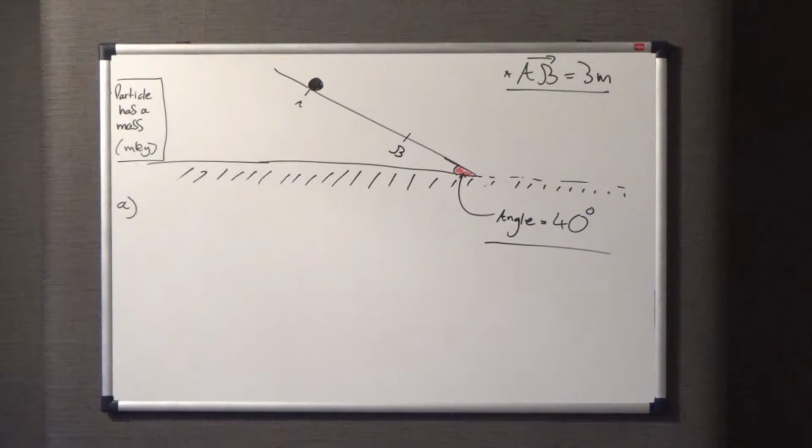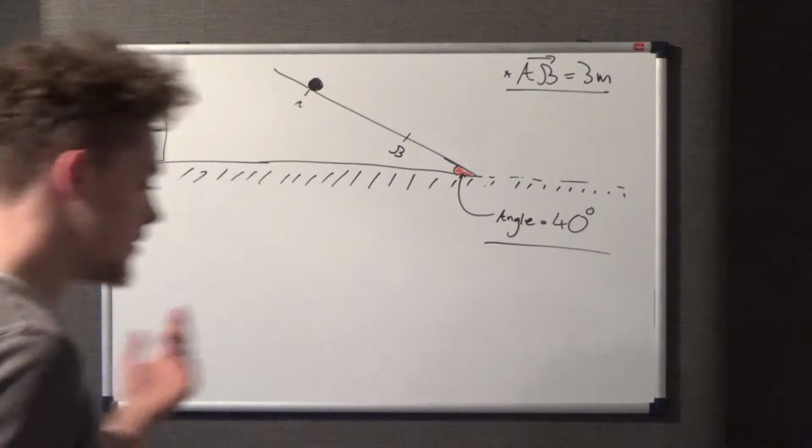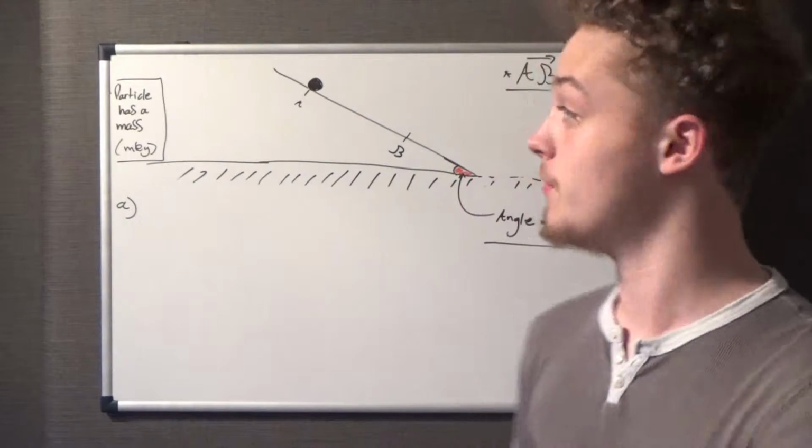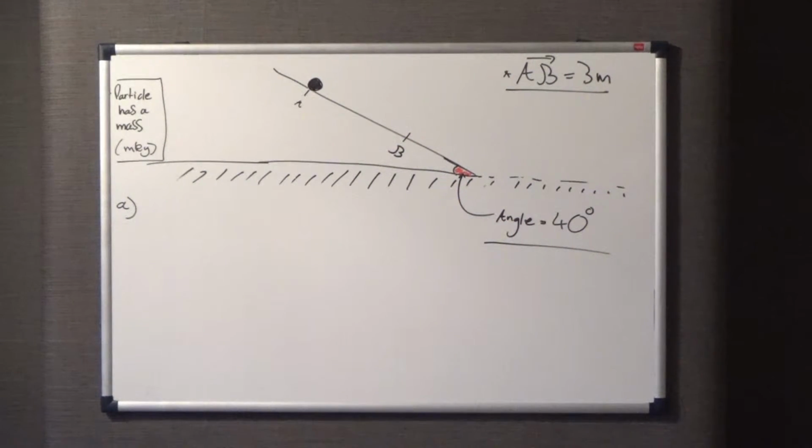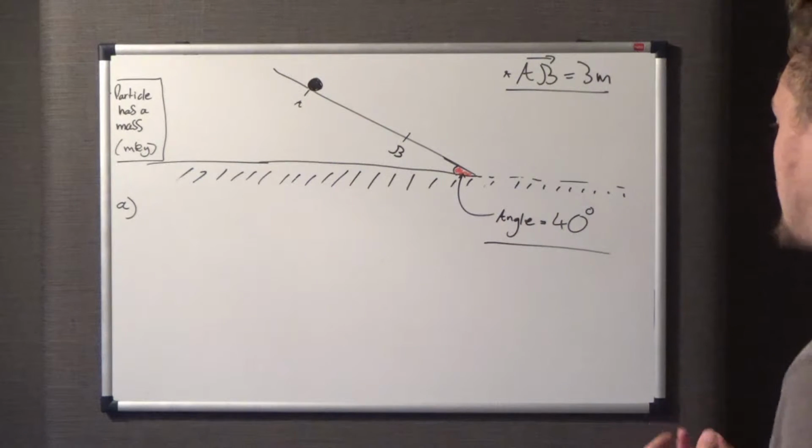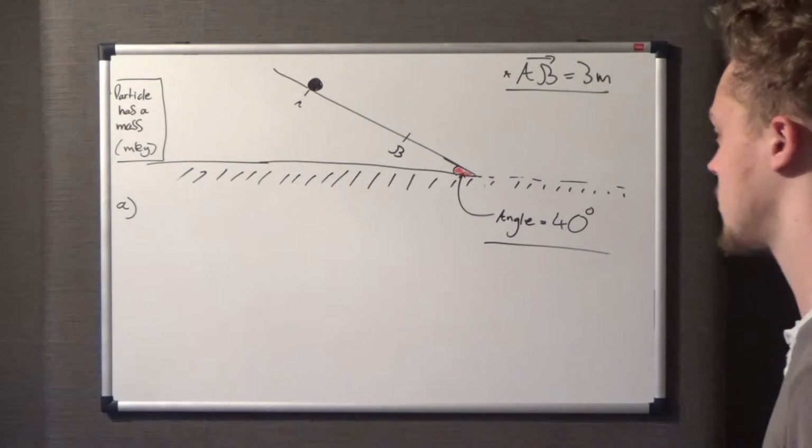Hello, welcome. This is question number 2 for Edexcel's M1 June 2014. Okay, so we're given that there's this inclined plane, of 40 degrees to the horizontal.